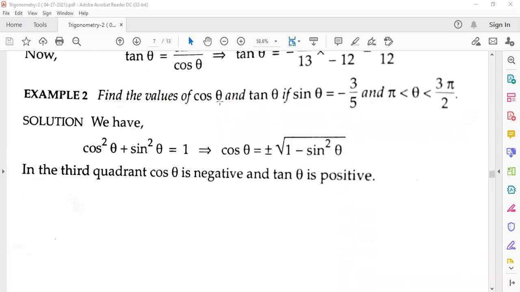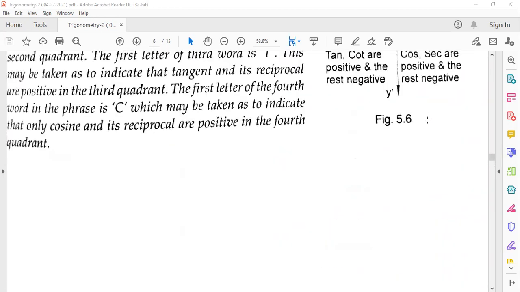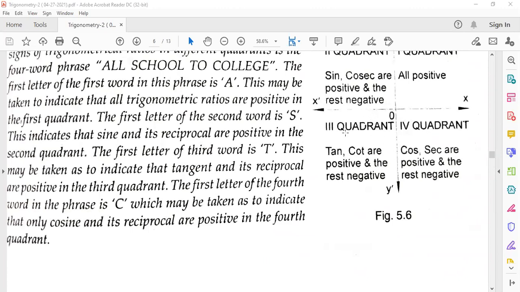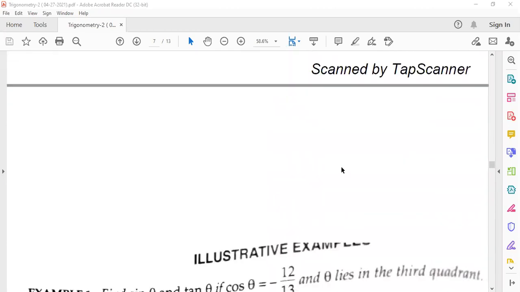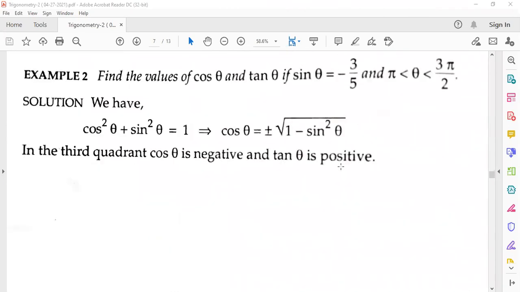Find the values of cos theta and tan theta, if sin theta is given minus 3 by 5, and theta lies between pi and 3 pi by 2. We know that pi means 180 degrees and 3 pi by 2 means 270 degrees. So theta is from 180 to 270, that means theta lies in the third quadrant. Here tan and cot are positive and all other trigonometric ratios are negative. So from here we got this information.